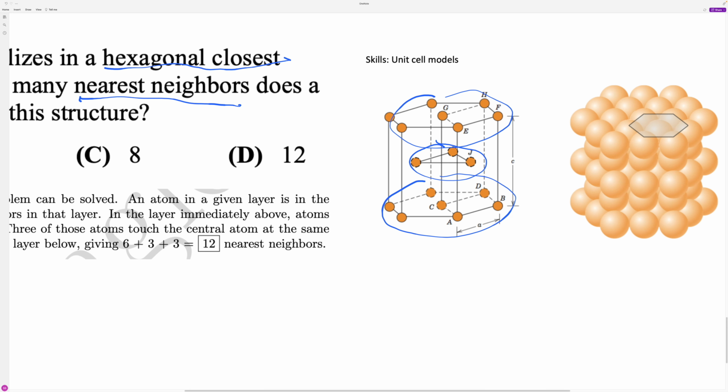So let's take C here as our atom of choice to count the nearest neighbors. We see 1, 2, 3, 4, 5, 6 nearest neighbors in the layer that it's in, and then above it's going to have 3 more, and it's not drawn, but below there's going to be the same type of thing as there is above. So we're going to get our 10th, 11th, and 12th here. So our answer is going to be D.